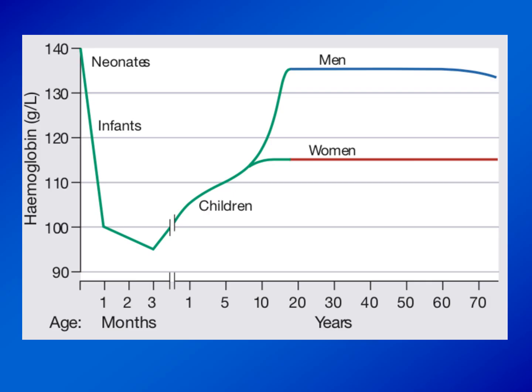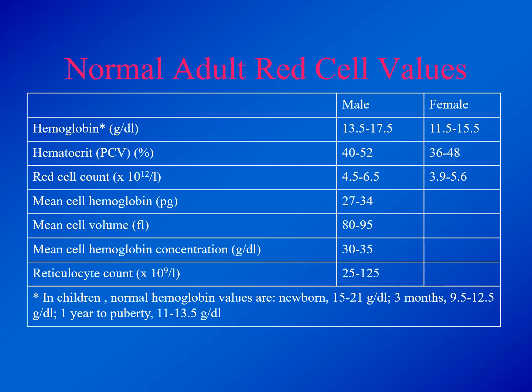At adolescence, due to the effect of testosterone, men will have a higher hemoglobin and hematocrit than in women. These are the normal adult values. Hemoglobin, grams per deciliter, 13 to 17 in the male. In the female, it's lower. The hematocrit, again, lower in women than in men.